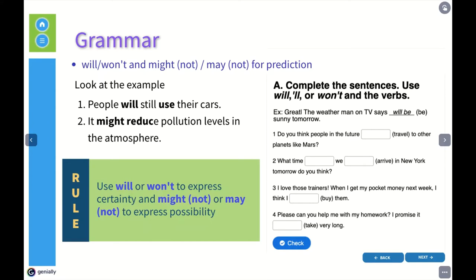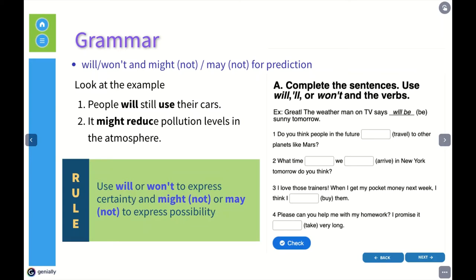Okay, so learn these rules and try to do this exercise. Complete the sentence, use will or 'll, the short form, the contraction of will, apostrophe double L, or won't, and the verb. Okay, so make sure you write it correctly. When you use will or won't, after the modal verb you are going to use the base form of the verb.